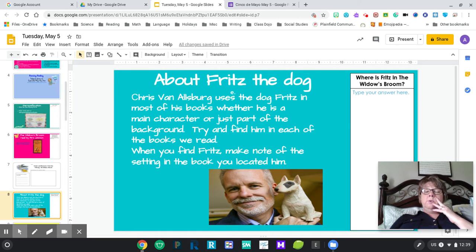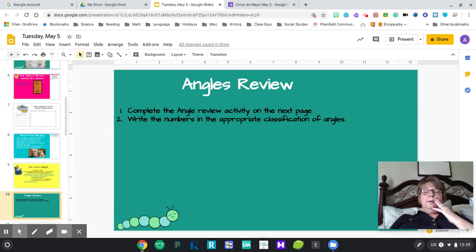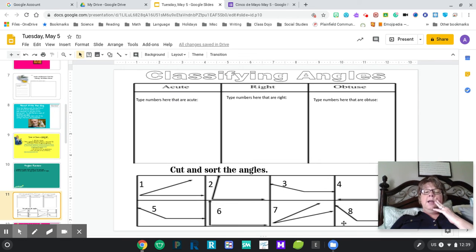As we're reading through the widow's broom, make sure that you are looking for Fritz. And again, I have built in a break for you if you need it. If you don't, that's fine. So we can move on. Okay. And here is where you complete your angle review. All right. You go to the next page, and I have put numbers on each of these angles. So all you're going to do is type the numbers up here of the angles that are acute, right, and obtuse. Okay, just follow the numbers there.